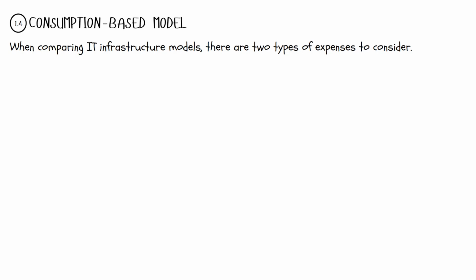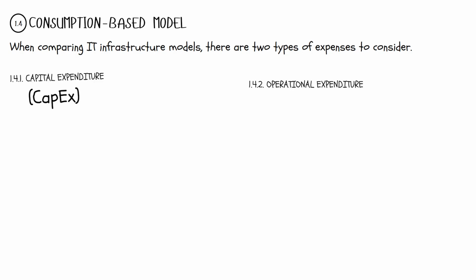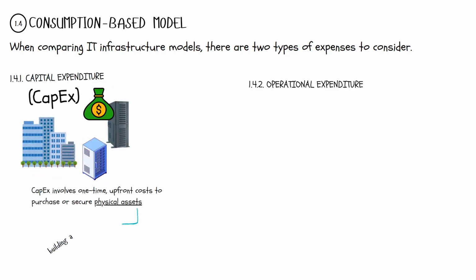When comparing cloud consumption-based models, there are two types of expenses: capital expenditure and operational expenditure. CapEx involves one-time, upfront costs to purchase or secure physical assets, like building a data center, buying equipment, or constructing a new office.